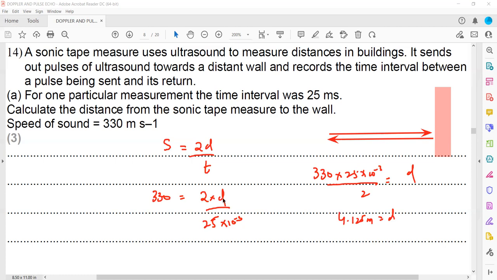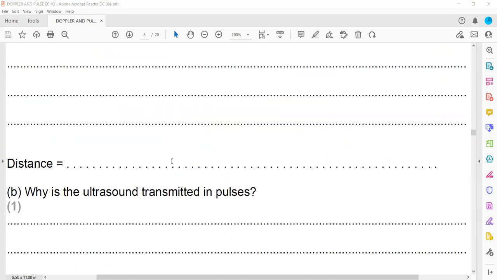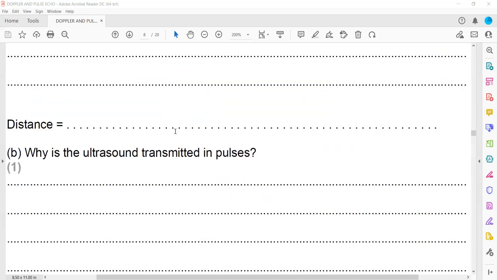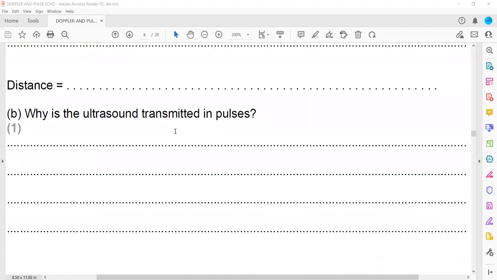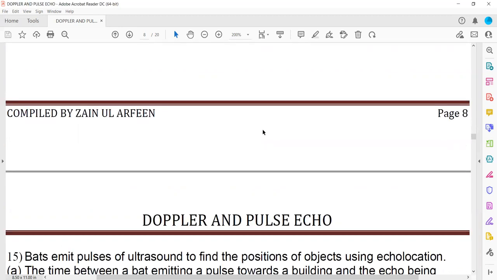Then the next part: why is ultrasound transmitted in pulses? That's the same question. So the answer should be so that one pulse must return before the next one is sent, so that the time interval between the transmitted and the received pulse can be measured, or no overlapping of the pulses will occur, or no interference or mixing of the pulses.